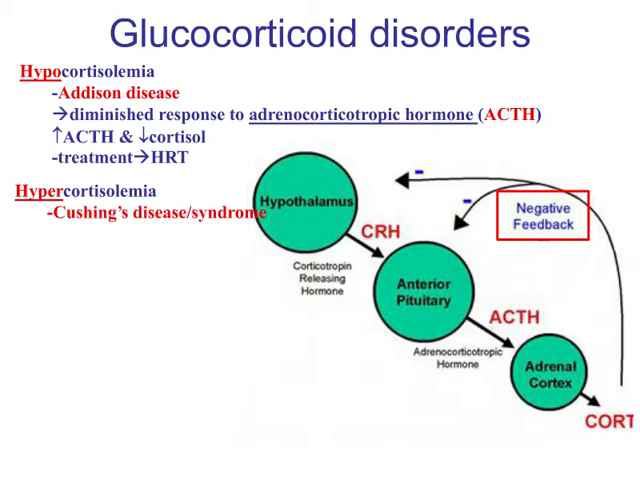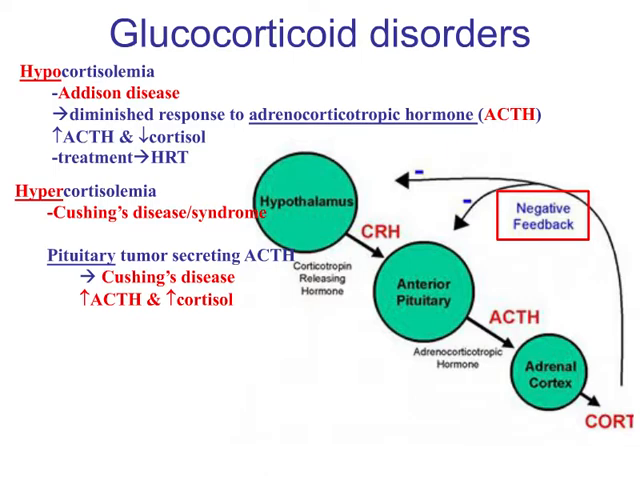Hypercortisolemia can be caused by pituitary tumors secreting excess ACTH, which then stimulates the adrenal cortex to produce too much cortisol. This is commonly known as Cushing's disease. In Cushing's disease, the circulating levels of both ACTH and cortisol will be high because the pituitary tumor will not be subject to negative feedback regulation by high levels of cortisol and will continue to secrete ACTH, which the adrenal cortex will continue to respond to.